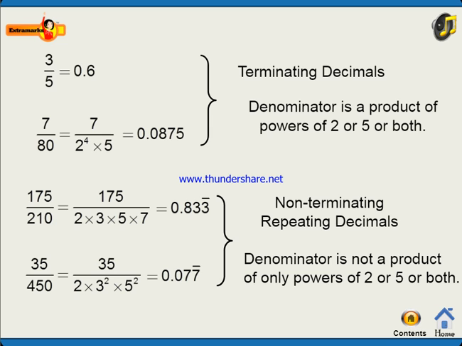Denominator contains a factor 3 square other than 2 and 5 and decimal representation is non-terminating repeating. Thus we see, in terminating decimals, denominator is a product of powers of 2 or 5 or both, and in non-terminating decimals, denominator is not a product of only powers of 2 or 5 or both.